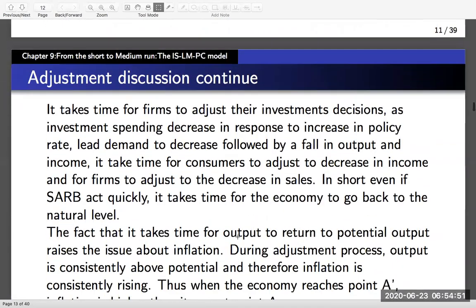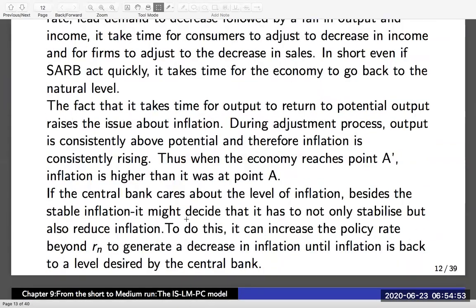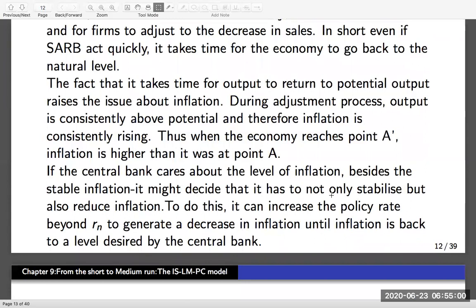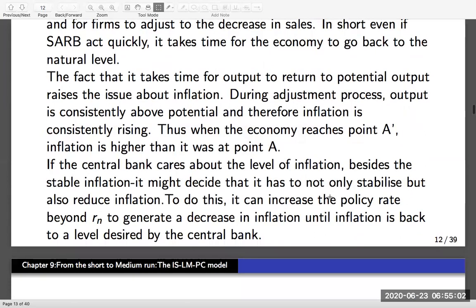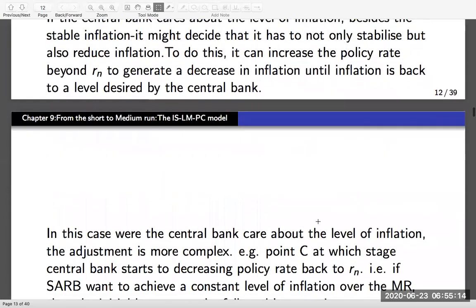So what does that mean then? If the central bank cares about the level of inflation besides stable inflation, it might decide that it has not only to stabilize but also to reduce inflation. To do this, it can increase the policy rate beyond RN to generate a decrease in inflation until inflation is back to a level desired by the central bank. So the central bank can act to mitigate the impact.